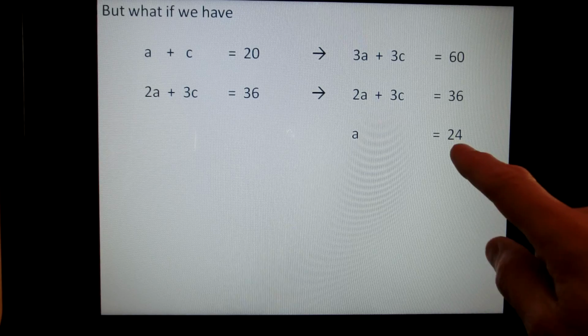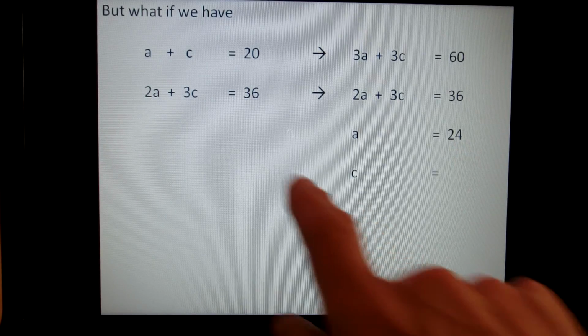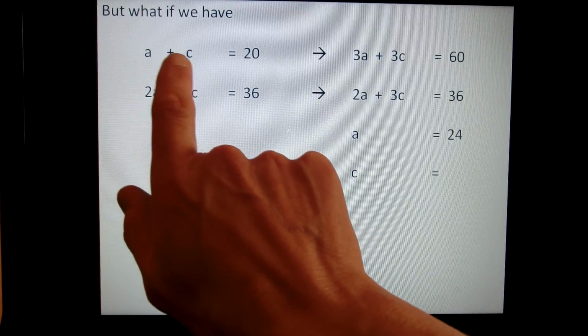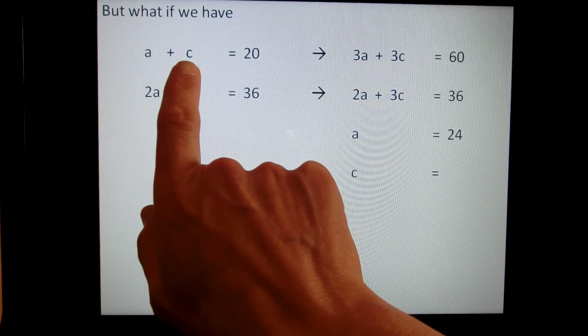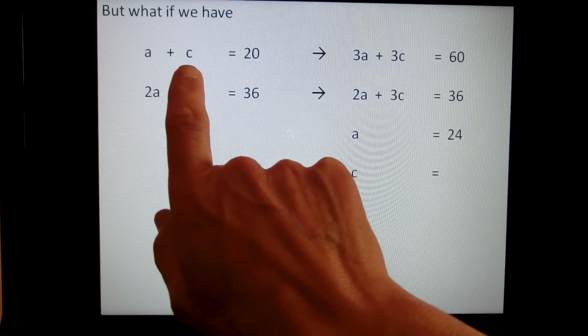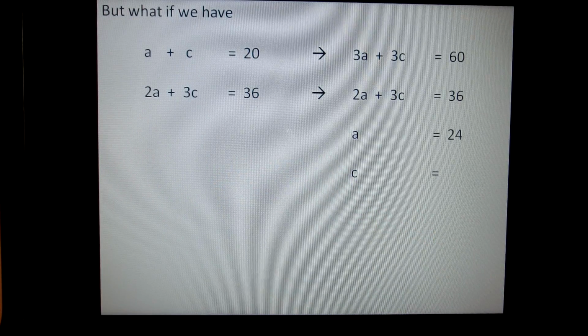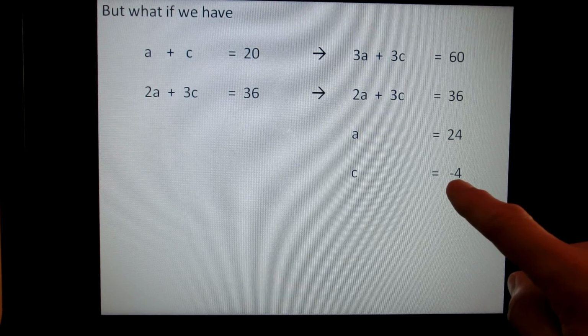So if we know that A is 24, the only value of C that fits with that and makes it true would have to be -4. So I've done this deliberately. I've picked a pair of relationships which produce a negative result for one of the unknowns.